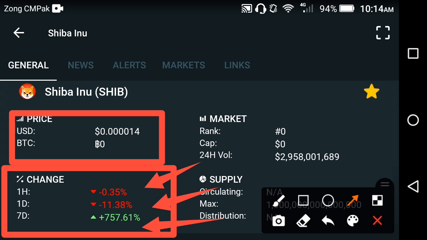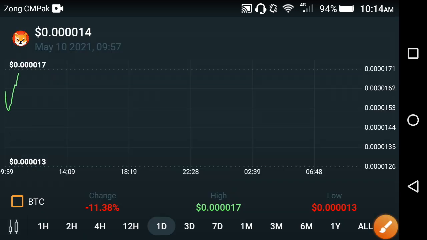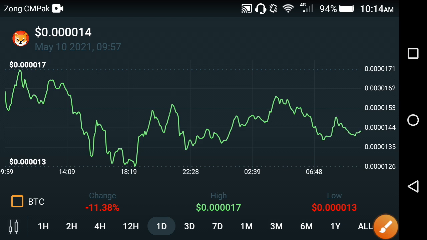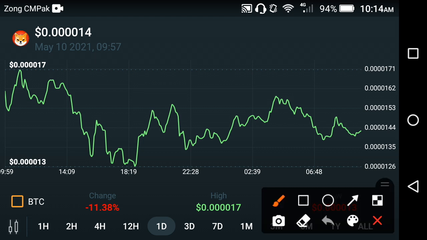Oh my god, why is the change negative, friends? Let's see more details on the chart, friends. As you can see here, the falling and jumping chart of the Shiba token is on the screen. That is the last 24-hour price chart you're watching. Friends, what's the next move of the Shiba token? We do a technical analysis and try to detect the next move of the Shiba token, friends.